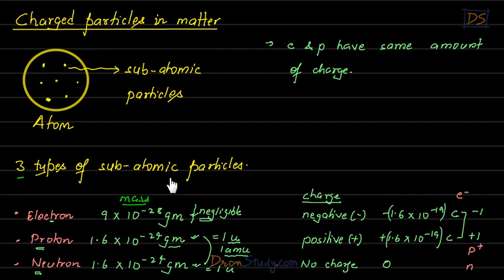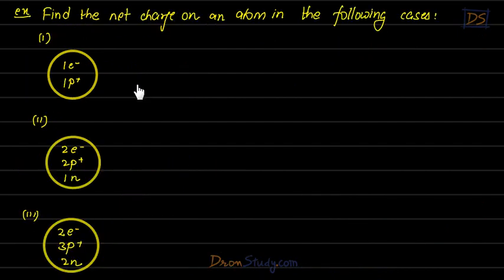So you can see that these three subatomic particles, electron, proton and neutron, have different masses and different charges, and we must remember all of this. So let us do this very small question here, students. Find the net charge on an atom in the following cases. Let me explain the question. In this case, this is an atom, and inside this atom we have the subatomic particles: one electron and one proton. We have to tell what is the net charge inside this atom.